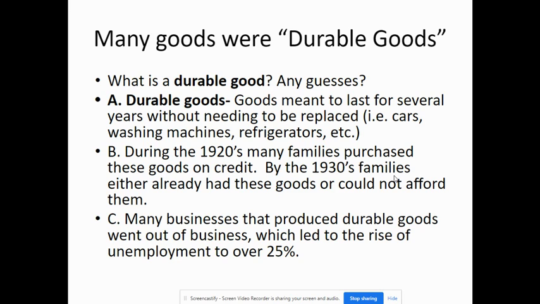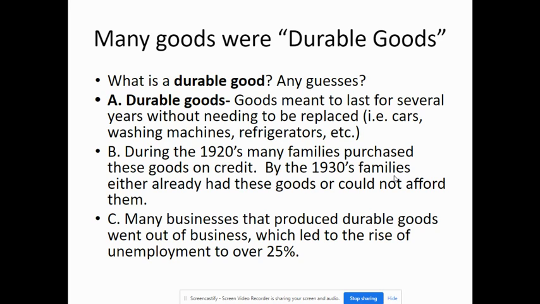Well, if you could afford it, you probably bought it during the 1920s when you had extra money laying around and the stock market was doing very well. So you probably already have it, so there's no more demand for that durable good anymore if you already have that radio and that electric washing machine and dryer.